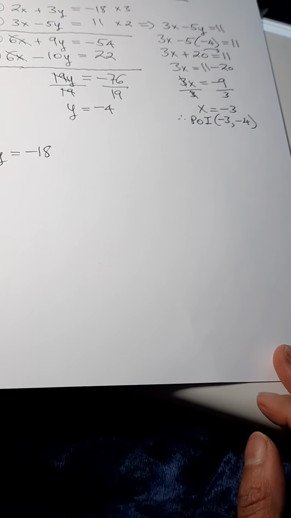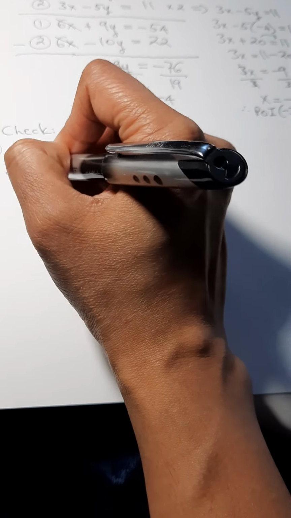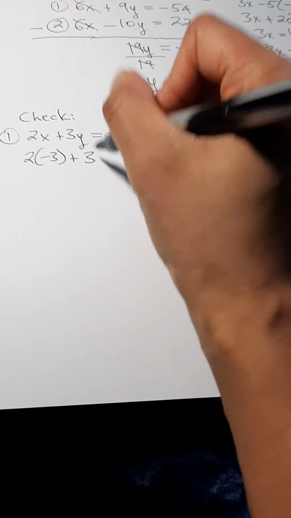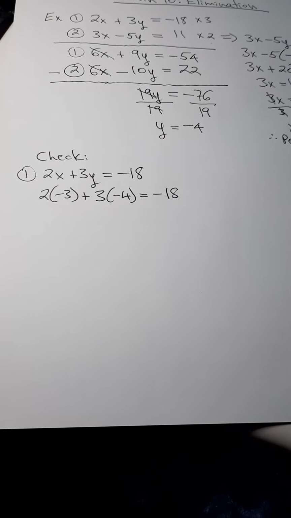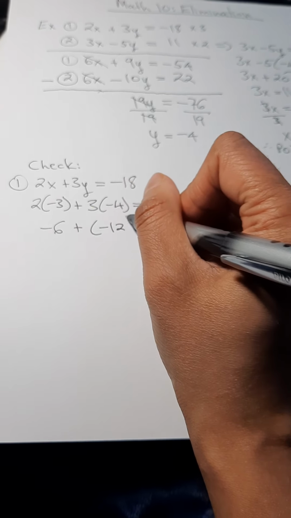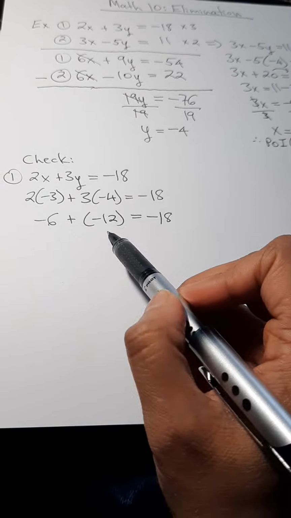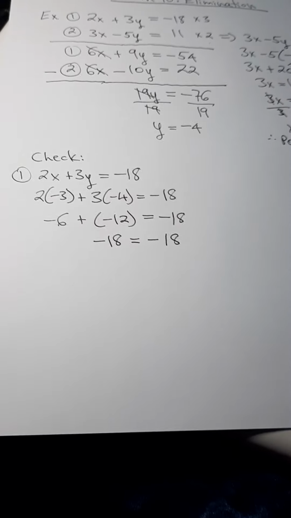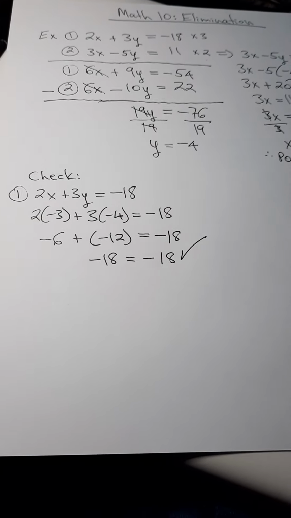Okay? And we're checking our POI here. The x value is negative 3. So you're going to do 2 times negative 3 plus 3, and the y value is negative 4, so you're going to do 3 times negative 4, equals negative 18. Okay? So 2 times negative 3 is negative 6, plus negative 12 equals negative 18. And when you add this together, negative 6 plus negative 12, I see negative 18 equals negative 18. Okay? And so don't stop there. We'll put a check mark because I see that both sides are equal here.